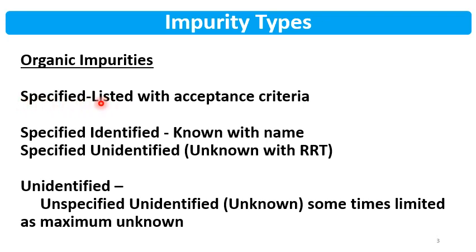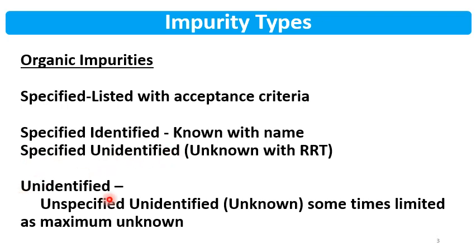Then specified impurities may be identified or unidentified. If the impurity is specified and identified, these are known with the name, or you may sometimes name it as impurity A, B, C, D and other names. Then specified unidentified impurities. These are unknown impurities with a specific RRT, that is relative retention time. That's why you are making an unknown impurity somewhat known or specified with the RRT. That's why these are called specified unidentified impurities.